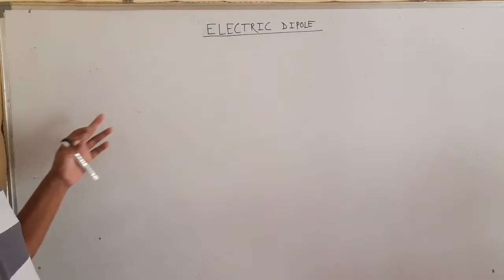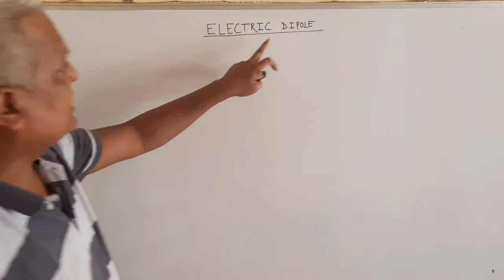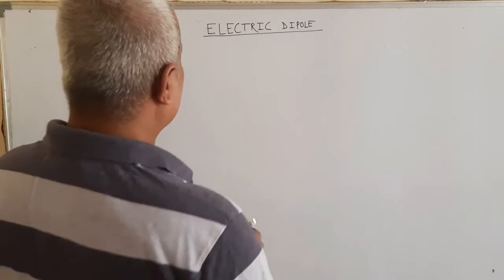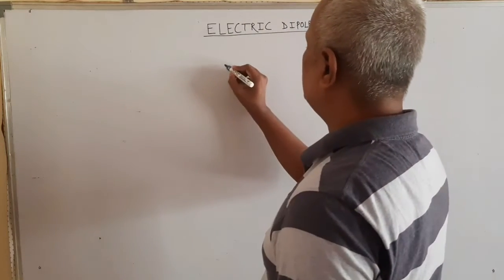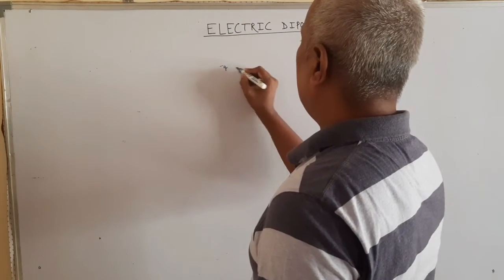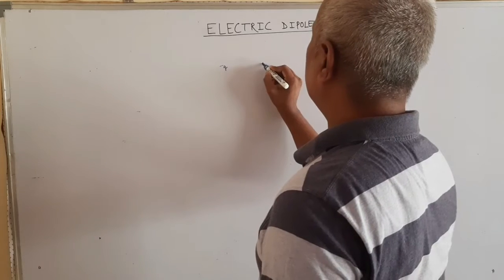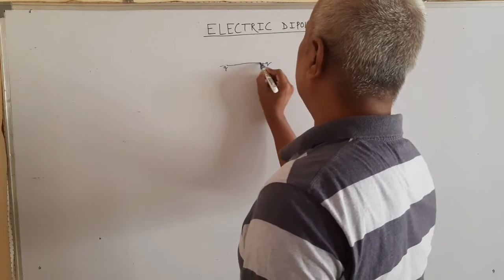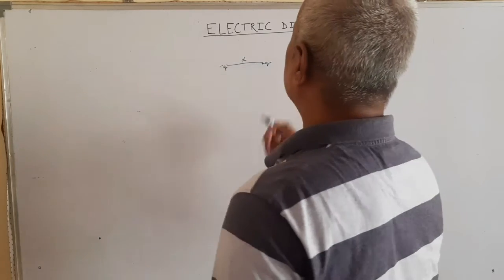Very good evening friends, and in this video we are going to discuss the electric dipole. What is an electric dipole? An electric dipole is just an arrangement where two charges of the same magnitude but opposite nature are separated by a distance. Suppose this is D.